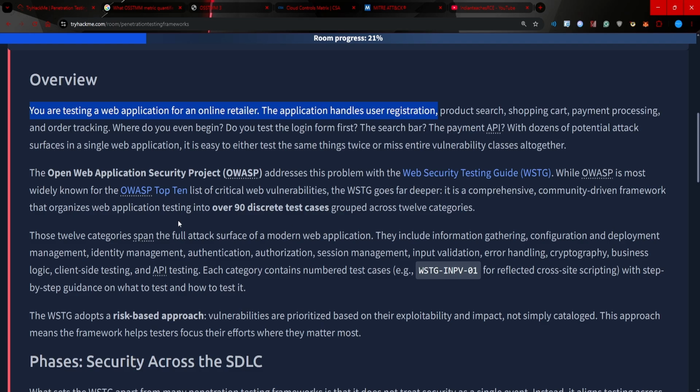Those 12 categories span the full attack surface of a modern web application. They include information gathering, configuration and deployment management, identity management, authentication, authorization, session management, input validation, error handling, cryptography, business logic, client-side testing, and API testing. Each category contains numbered test cases, for example WSTG-INPV-01 for reflected cross-site scripting, with step-by-step guidance on what to test and how to test it.